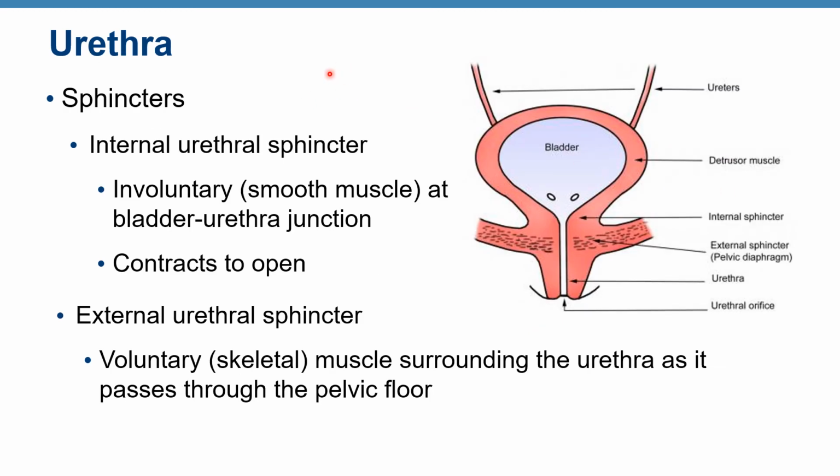Urethra has two sphincters, internal urethral sphincter and external urethral sphincter. Internal urethral sphincter is involuntary. It's a smooth muscle at bladder-urethra junction. So here's the bladder and here's the urethra. Right here in this area at the junction, we have internal urethral sphincter, and external urethral sphincter is inferior, and it's located within this pelvic diaphragm. This one is voluntary, made of skeletal muscle surrounding the urethra when it passes through the pelvic floor or this pelvic diaphragm. So two sphincters, and sphincters open when a person is ready to urinate.